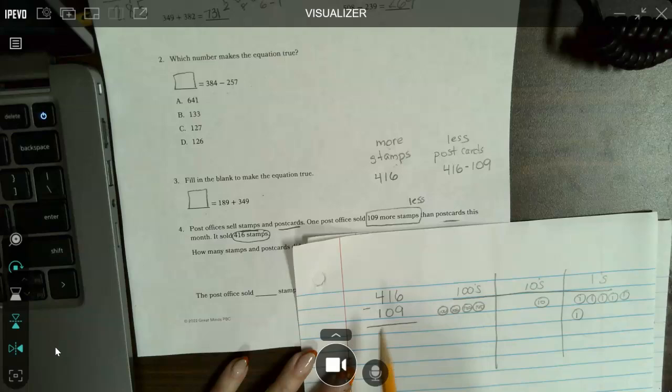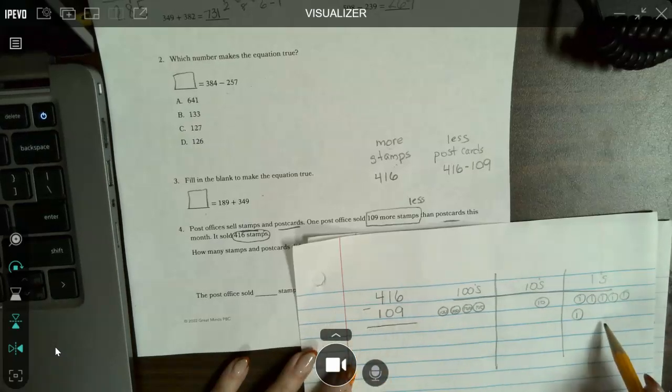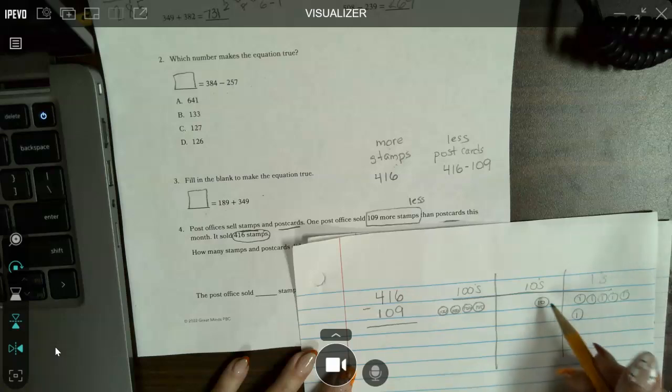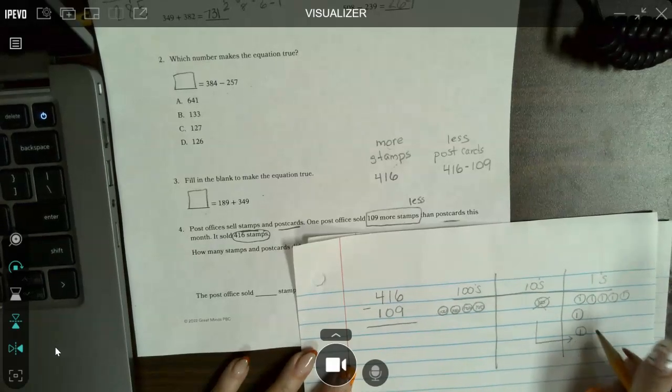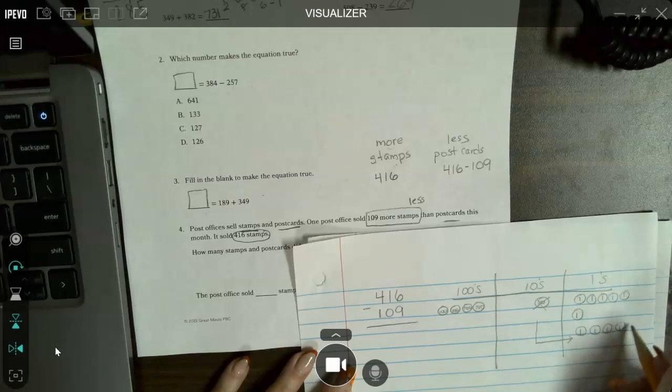Okay. I do not draw this because I am not getting more. Instead, postcards are 109 less because stamps were 109 more than postcards. So the opposite is also true. I don't have 9 to take away, so I have to borrow it from his neighbor. He goes from being a 10 to 10 1s. 1, 2, 3, 4, 5, 6, 7, 8, 9, 10.